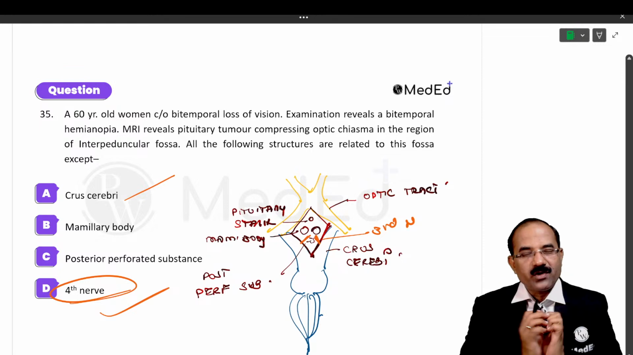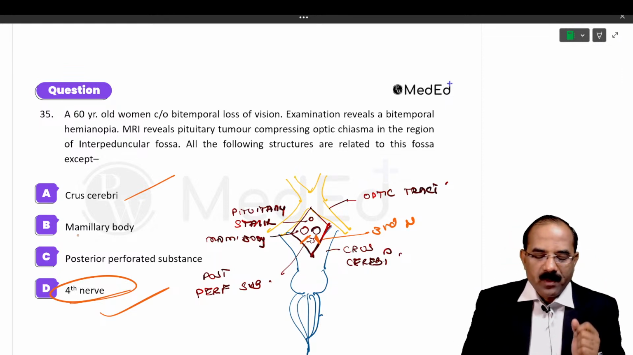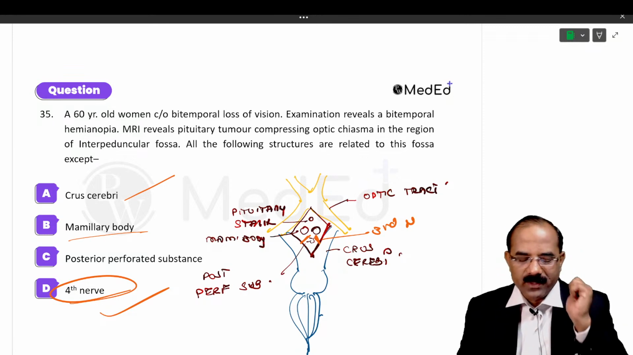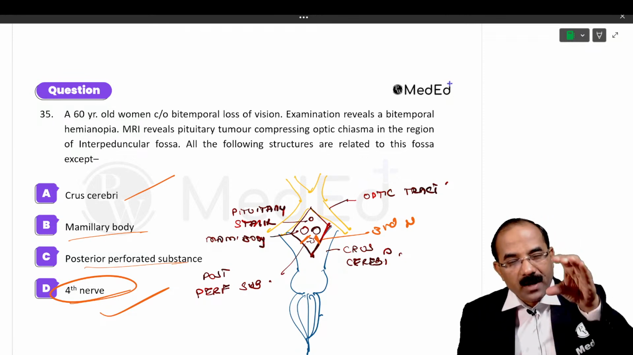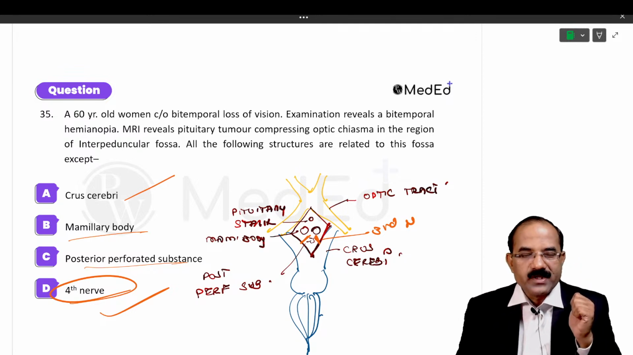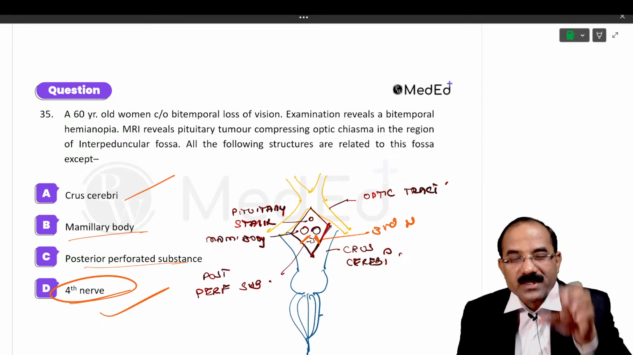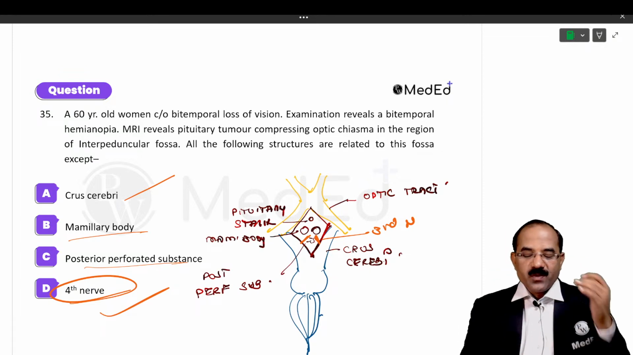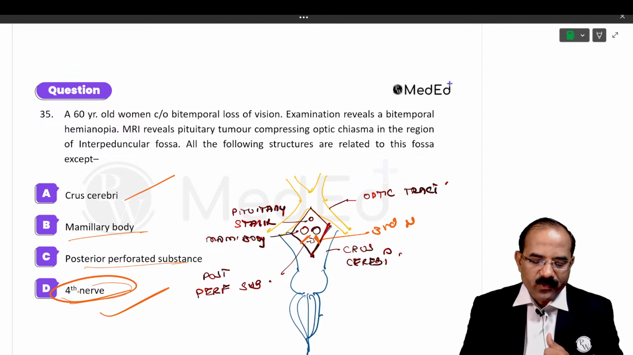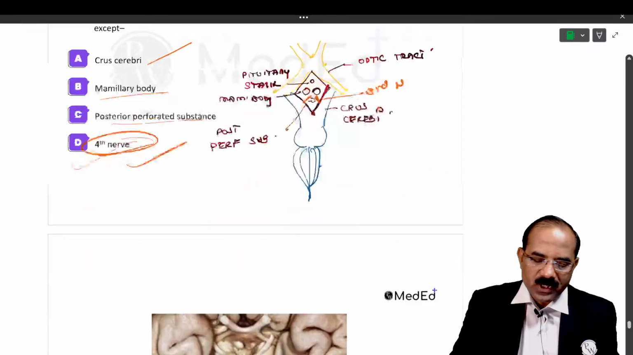ठीक है. तो crus cerebri कहां पे होता है? It's a posterolateral boundary. Anterolateral boundary कौन form करेगा? Optic tract. Mammillary body कहां पे है? Floor के अंदर. Posterior perforated substance कहां पे? Floor में है. What is the content of interpeduncular fossa? It's the third nerve and the circle of Willis. इसके contents है बच्चों. So what is the answer for this? Fourth nerve. Fourth nerve is not related to the interpeduncular fossa. Am I clear, बच्चा? Are you able to follow this?